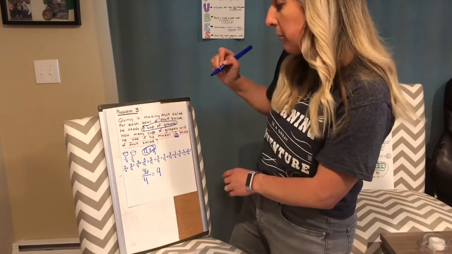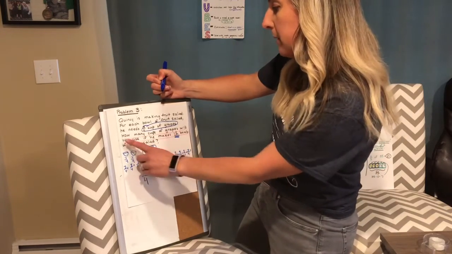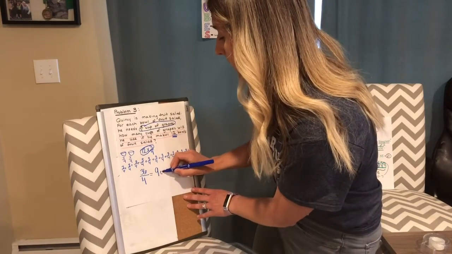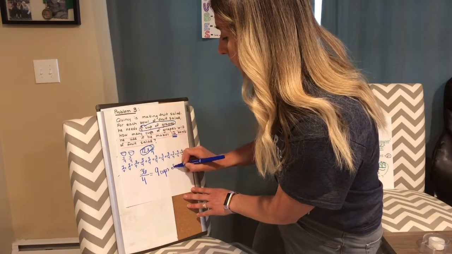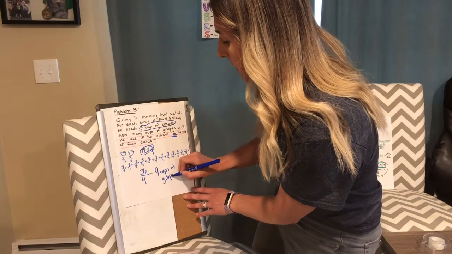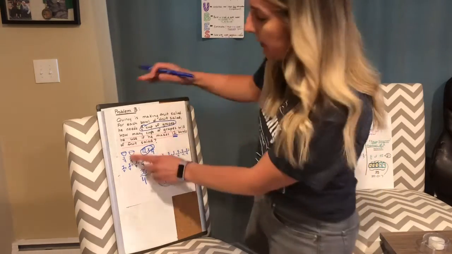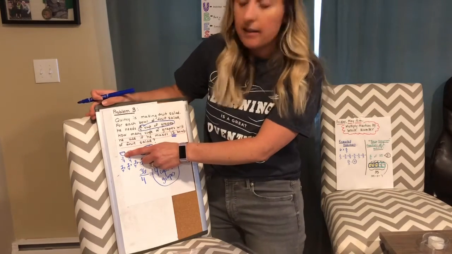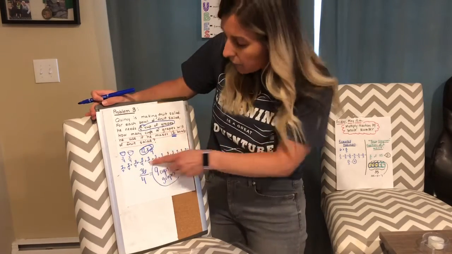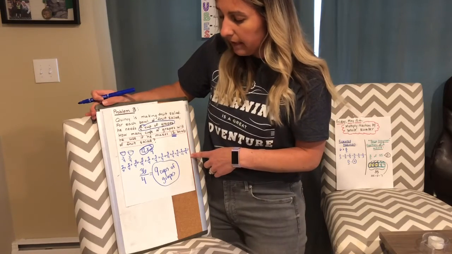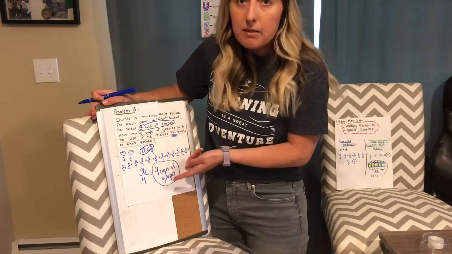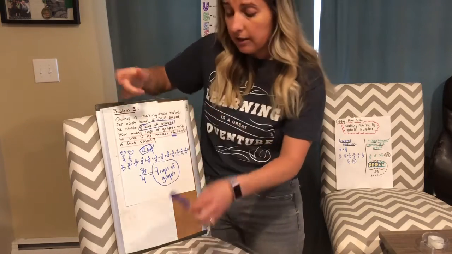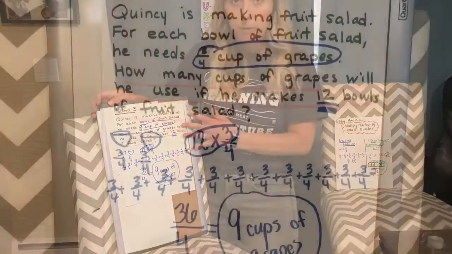So referring back to my question, how many cups of grapes will he use when making all 12 bowls? He's going to use 9 cups of grapes. Does that make sense? Well, he's using almost a whole cup just for one bowl of fruit salad. So if he's making 12 bowls, we know he's going to be using several cups. So 9 cups does make sense. And for this we used repeated addition because that made sense in the context of the word problem.